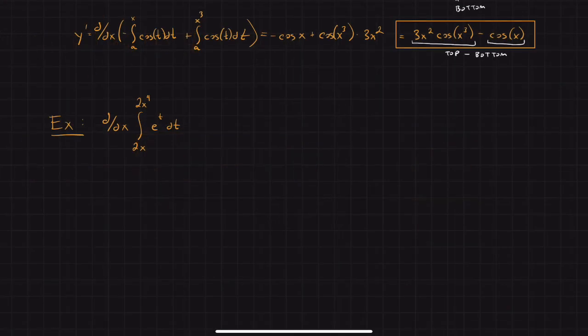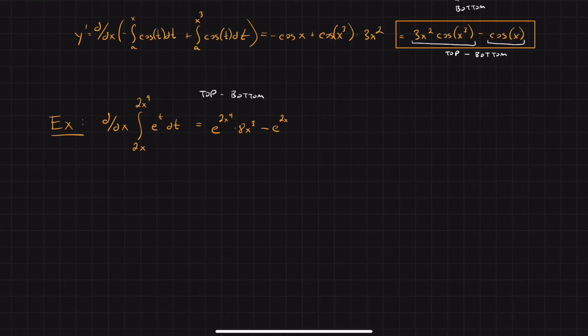So here is one last quick example, just using that shortcut. Let's say we want to find the derivative of the integral from 2x to 2x to the 4th power of e to the t dt. So in order to answer this, I'm going to use the top boundary. That would be e raised to 2x to the 4th power. We'd have to use chain rule. So the derivative of 2x to the 4th power is 8x cubed. Then subtract and plug in the bottom boundary.